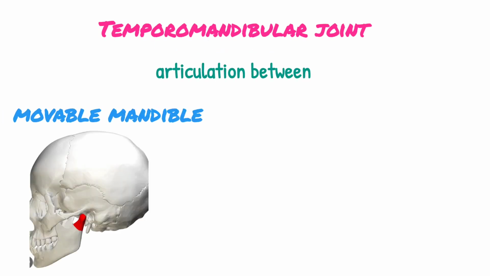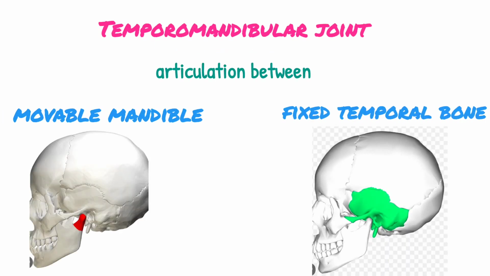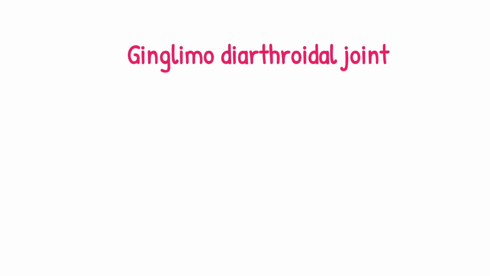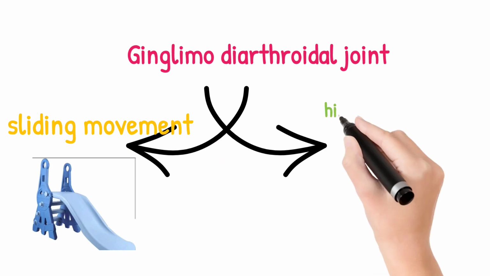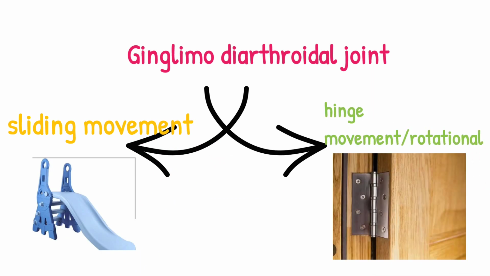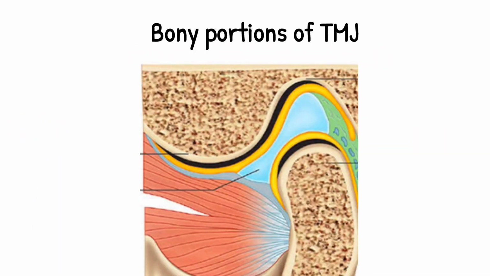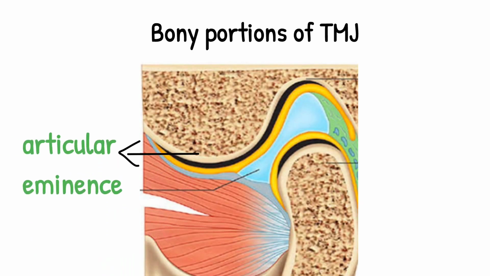Temporomandibular joint. It is the articulation between the movable mandible and the fixed temporal bone. Basically, it is a ginglymoarthrodial joint, which is a combination of sliding movement and hinge movement. Bony portions of the TMJ are the articular eminence, glenoid fossa, and condyle.